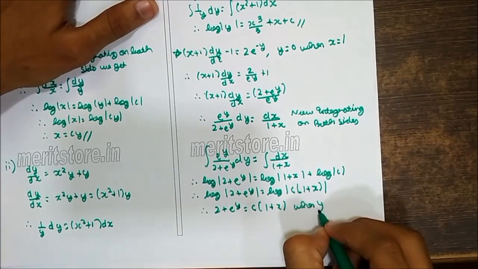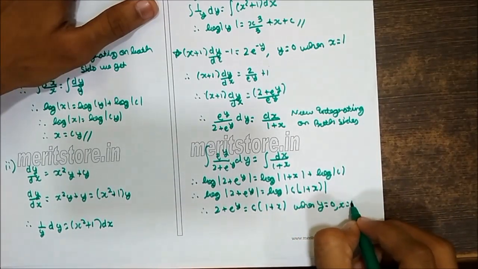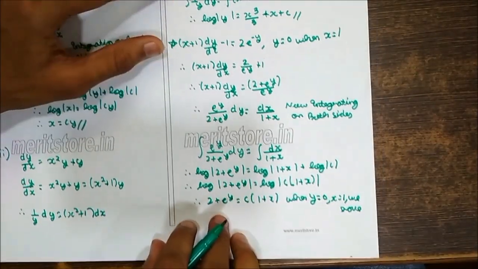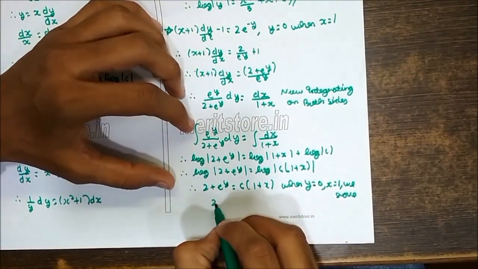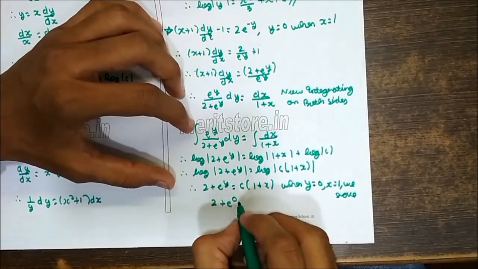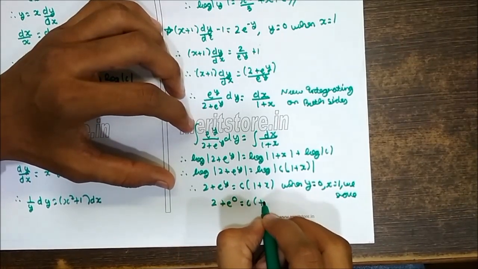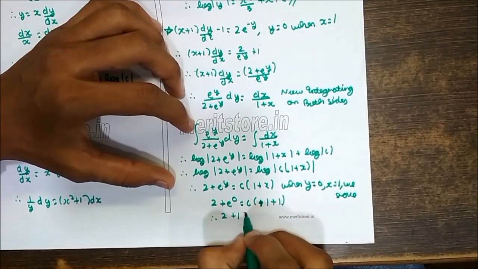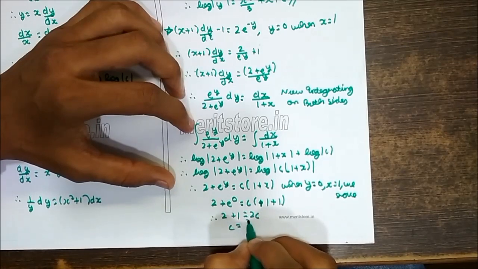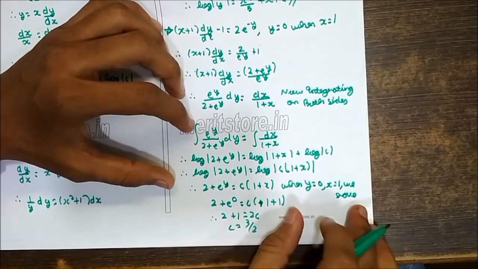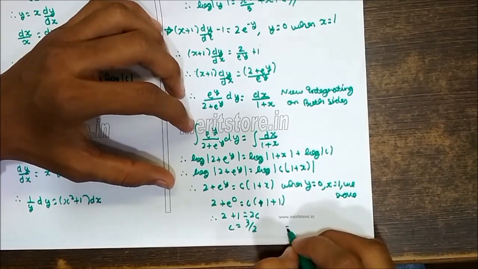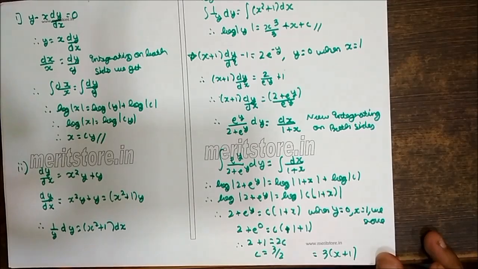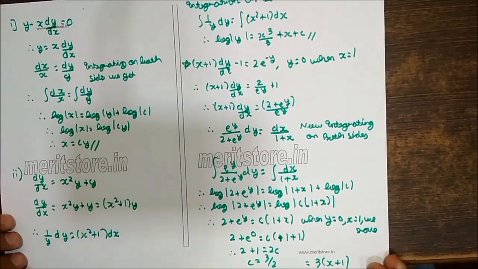When y is equal to 0, x is equal to 1, we have 2 plus e raised to 0 is equal to c(1 plus 1). Therefore 2 plus 1 is equal to 2c, so c is equal to 3 by 2. The particular solution is 2 plus e raised to y is equal to 3 by 2 times (x plus 1). So this is the complete sum after solving it.